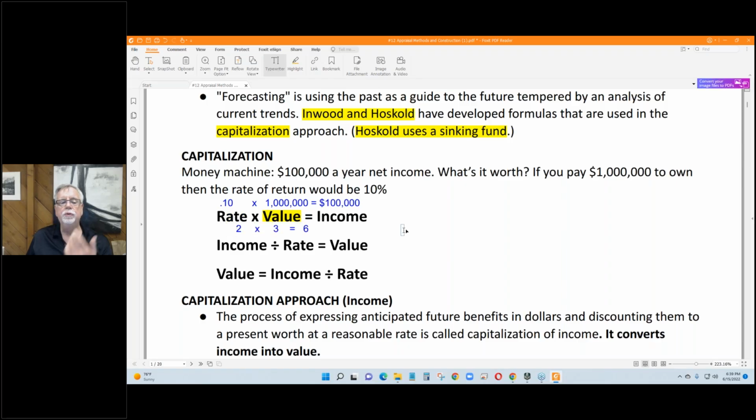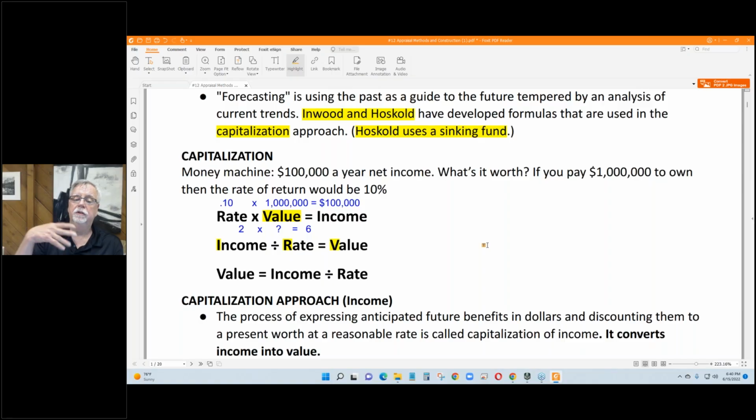And the reason I'm using this is that if the 3 were missing, if we were told your job is to figure out what this unknown number is, we know that when you multiply it by 2, it equals 6. How would you find the missing number? If the 3 was missing, how would you find that number? Well, you would take the 6 and you would divide it by the 2. So if the value is missing, you take the income and you divide it by the rate. This is what I call IRV. I divided by R equals V.